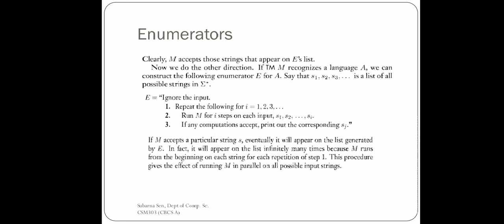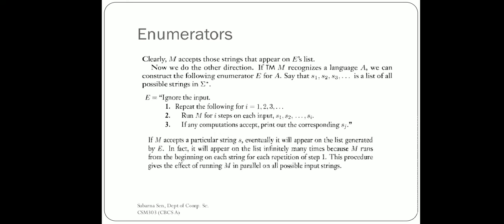Now if we follow the reverse process, what does it mean? If a Turing machine M recognizes a language A, we can construct the following enumerator E for A. So in the previous case, what we did was follow the enumerator.